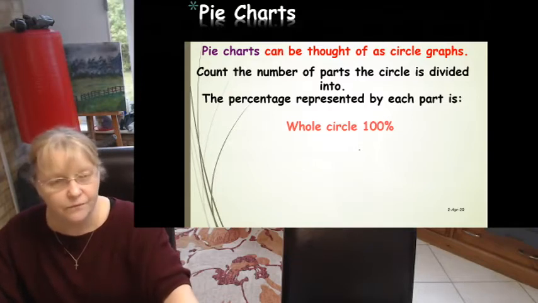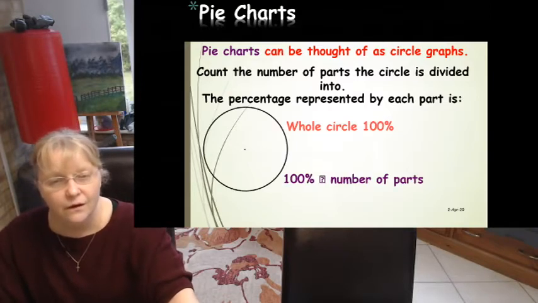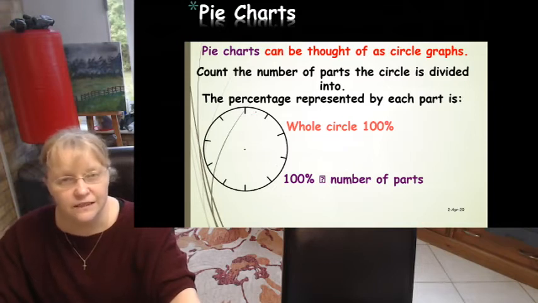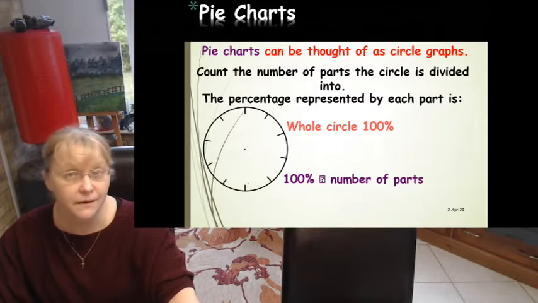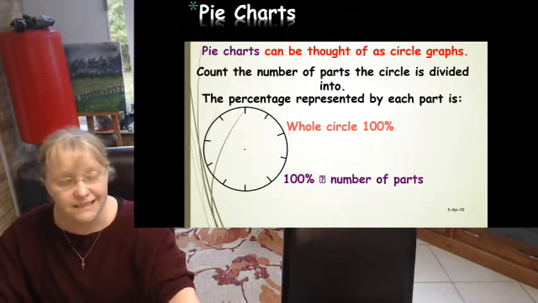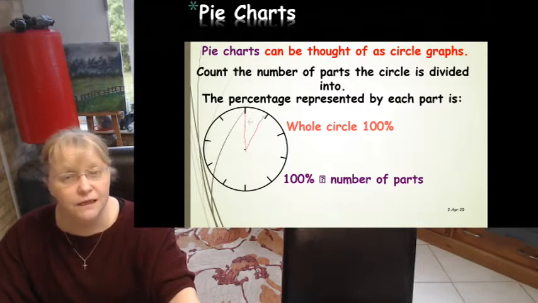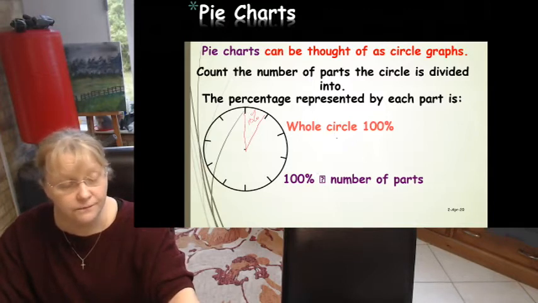So if you look at this, you can see that the circle is cut into 1, 2, 3, 4, 5, double that, 10 parts. So each section of the circle, going down to here and up to there, would represent 10%, because it's a tenth of 100.